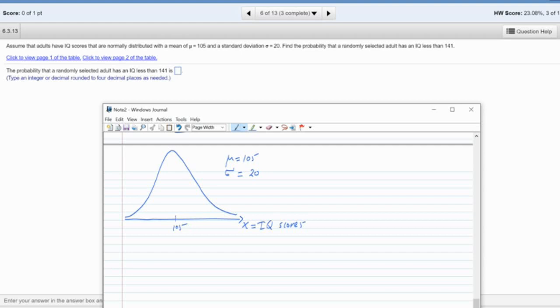What is the question? We need to find the probability that the X, which stands for IQ score, of an adult is less than 141. This is what we are after. The probability equals the area. So here's your 141, and that area is this.